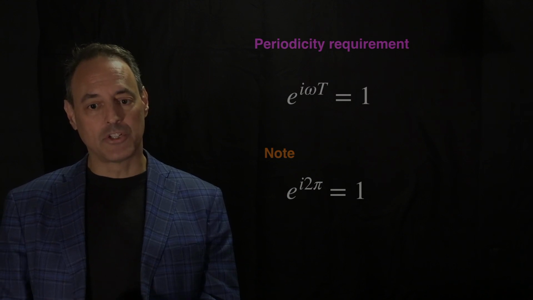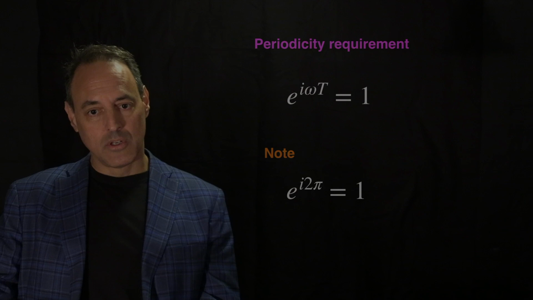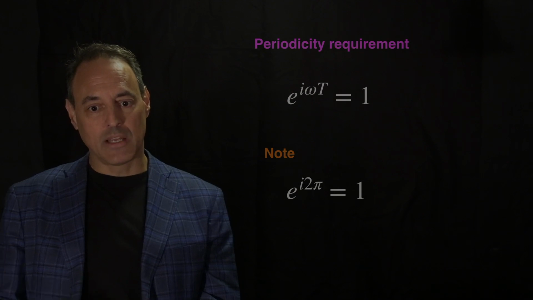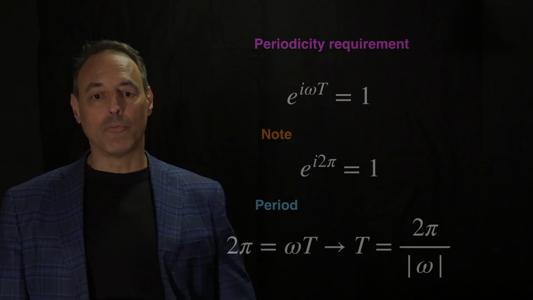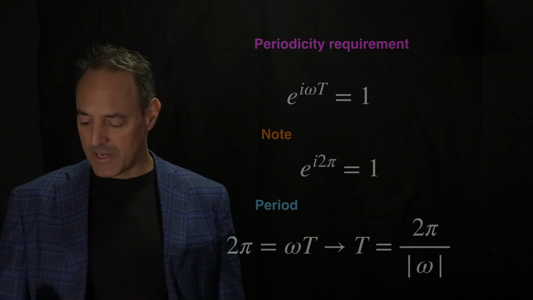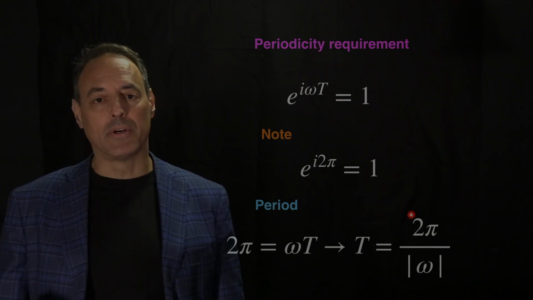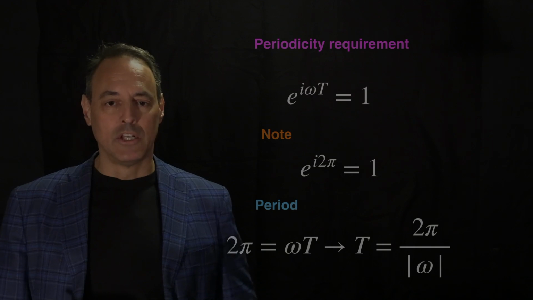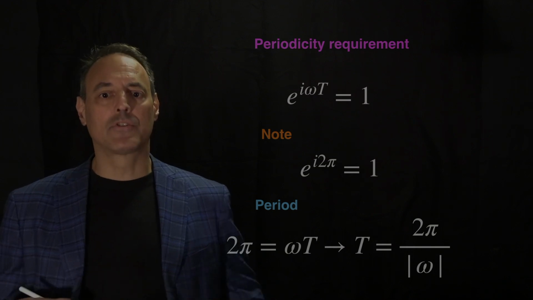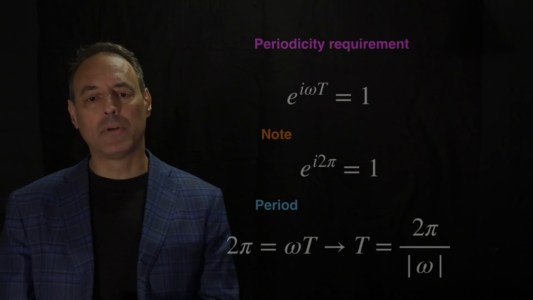So this relationship holds. You can make these two equivalent by saying omega T is equal to 2 pi. And that gives you then the period here. Here is the period. It's 2 pi over omega. So that's one way of starting to think about calculating this periodicity.